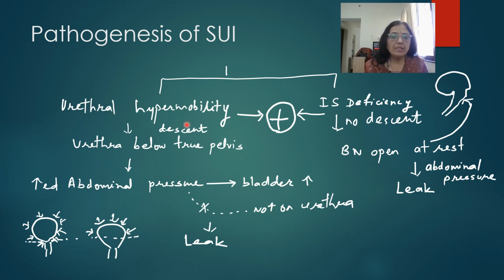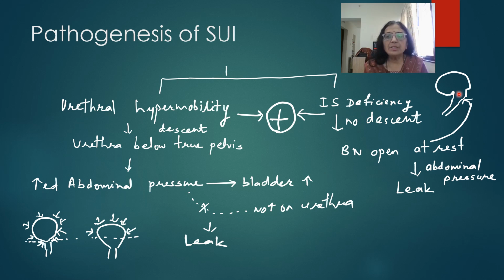Urethral hypermobility: there is a descent of the urethra below the true pelvis. Here, as you can see diagrammatically, there is a raised intra-abdominal pressure. Normally, it is acting on the bladder base also, and it is closing the urethrovesical junction, and that is why with raised intra-abdominal pressure, the patient remains continent. Here, what is happening? There is a descent of the bladder base, and raised intra-abdominal pressure is not getting transmitted here. It is only acting on the upper part of the bladder, and that is the reason this urethrovesical junction opens and the patient has a leak.